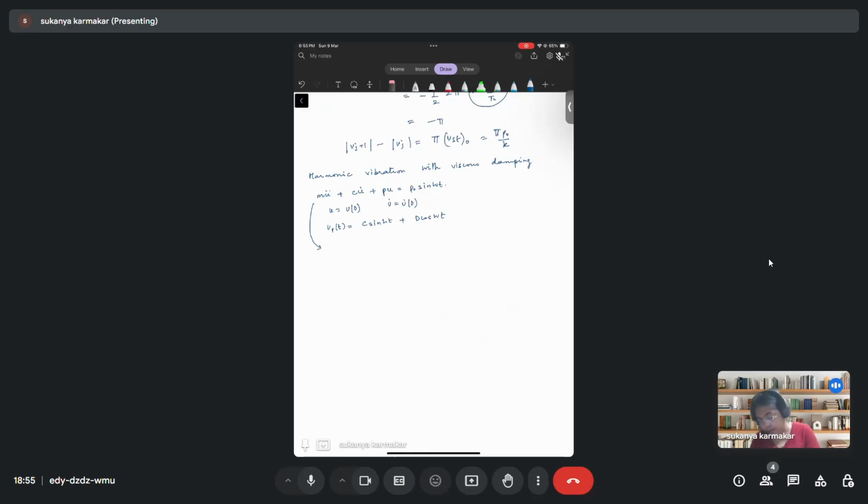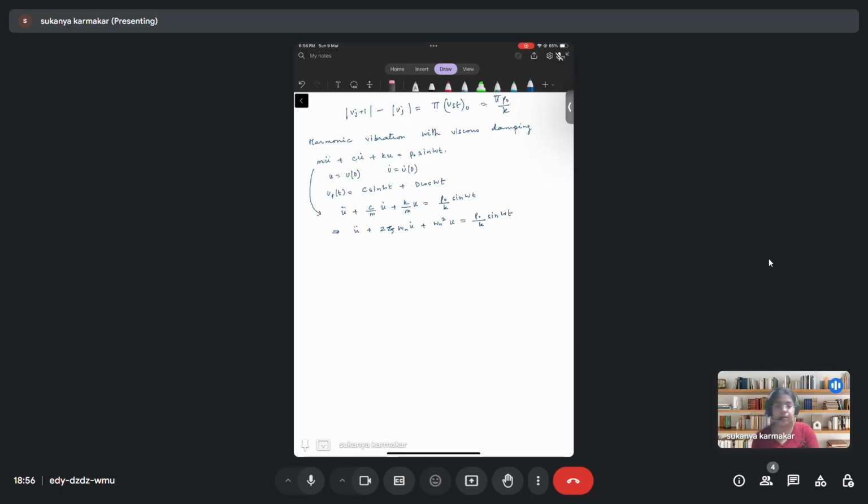So you take up this equation, and let's say I am dividing it throughout by m. So c by m u dot plus k by m times u is equal to p naught by k sine of omega t. Or I can write this as u double dot plus c by m, which is 2 zeta omega n, u dot, plus k by m, which is omega n square, times u, equal to p naught by k sine of omega t.